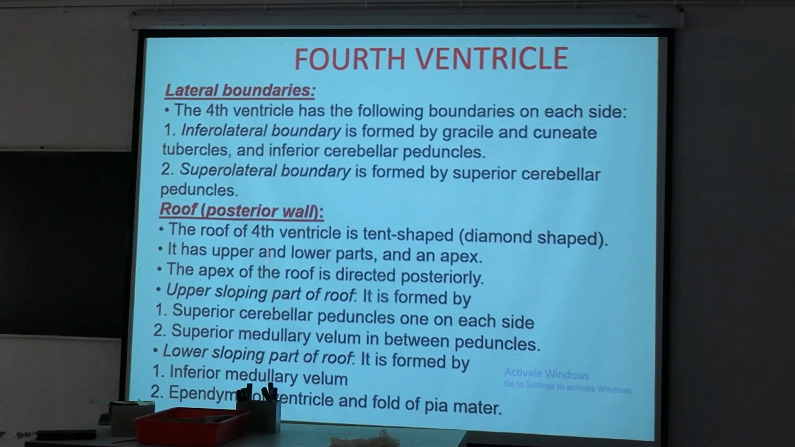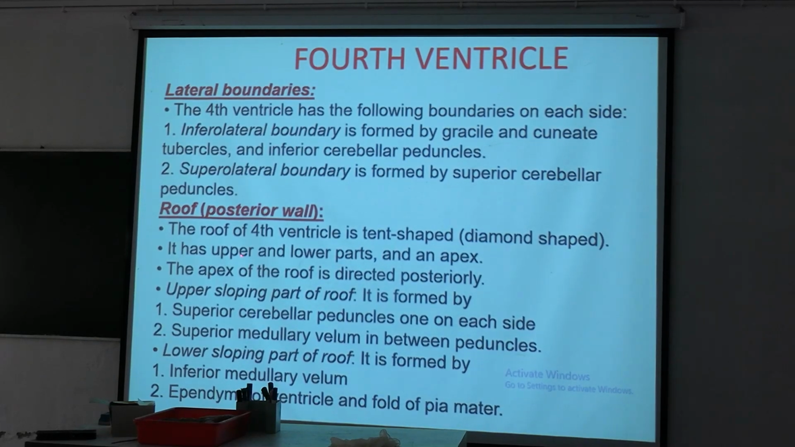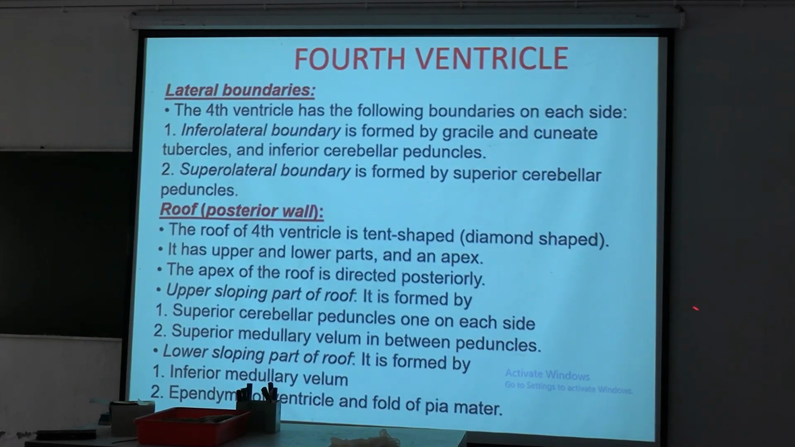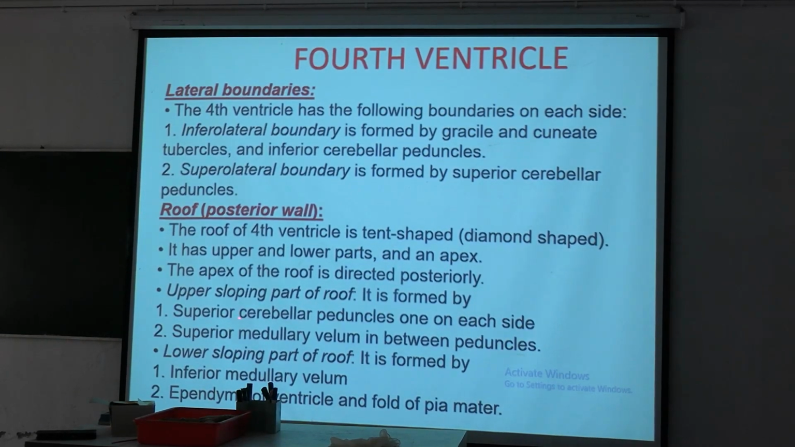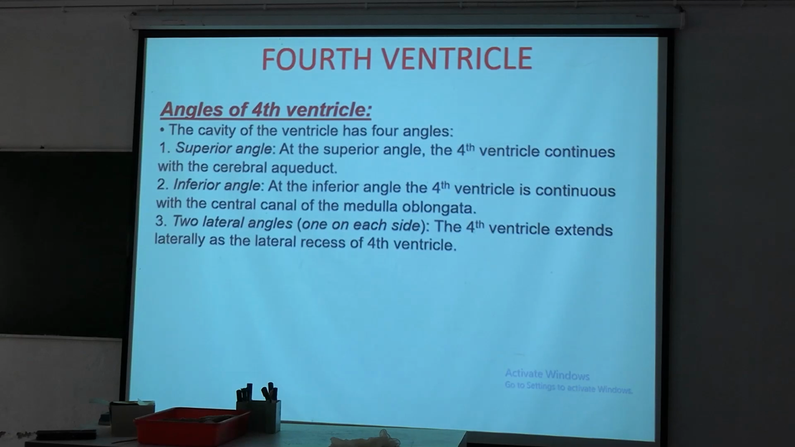Roof or posterior wall is tent shaped or diamond shaped, has upper and lower parts and an apex. Apex of the roof is directed posteriorly. The upper sloping part of the roof is formed by superior cerebellar peduncles, one on each side, and superior medullary velum in between the peduncles. The lower sloping part of the roof is formed by inferior medullary velum, ependyma of the ventricle and fold of pia mater. Okay.